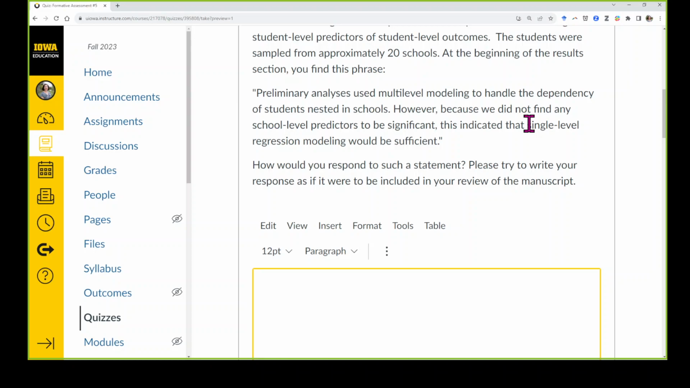What was the other one? Fixed effects models. Now, Erica, you wrote about that, didn't you? Tell us about fixed effects models. You add the group in as a predictor, like you dummy code them to account for that dependency.